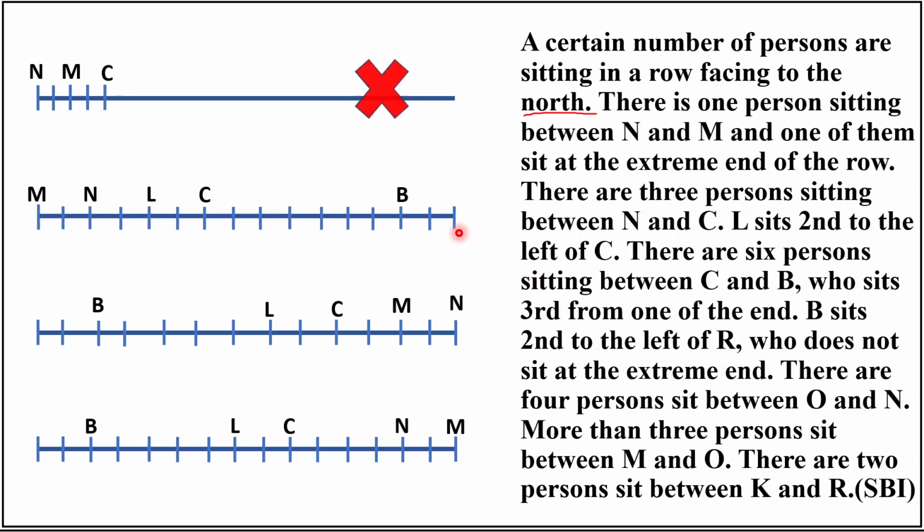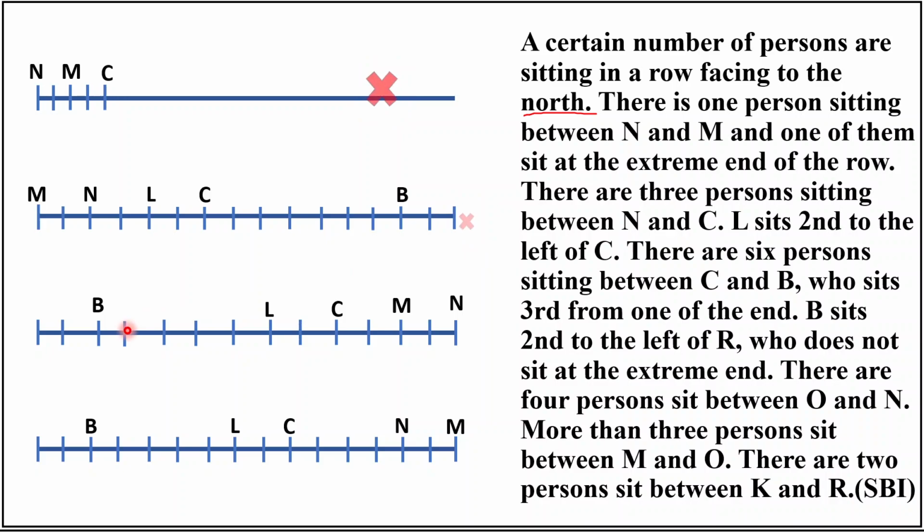So in case number 2, if B sits second to the left of R, it means R has to be placed here at the extreme right position, and since in the question it is given that R does not sit at the extreme end, case number 2 is also wrong.